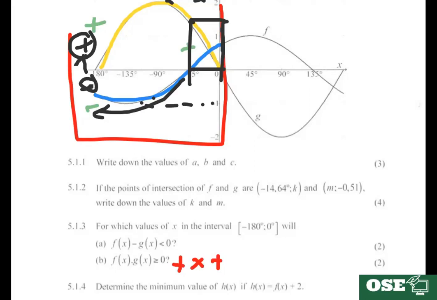But here in this black square, that's the only place on the interval between -180 and 0 where both graphs are positive. So your answer should be when x is greater than or equal to -45, but less than or equal to 0. I hope that makes sense.